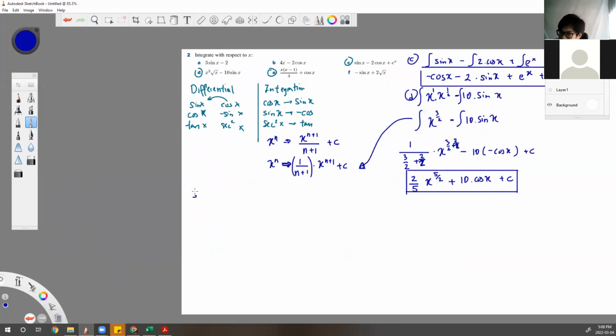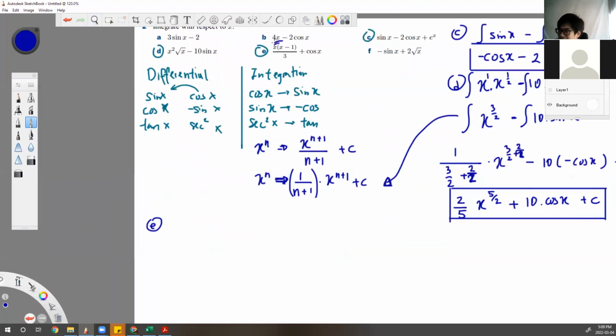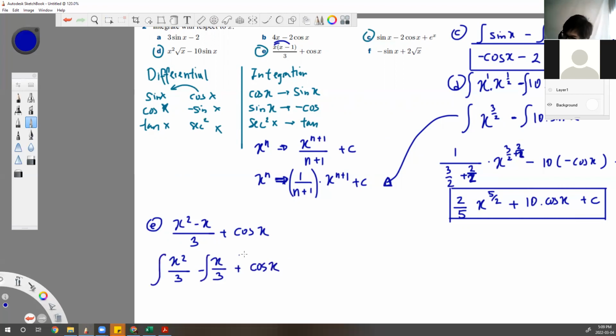This is quite complicated because you need to factor and expand: x squared minus x over 3 plus cos x. For this integration, you need to separate the fraction. You can just write x squared over 3 minus x over 3 plus cos x. Just separate the integration parts.